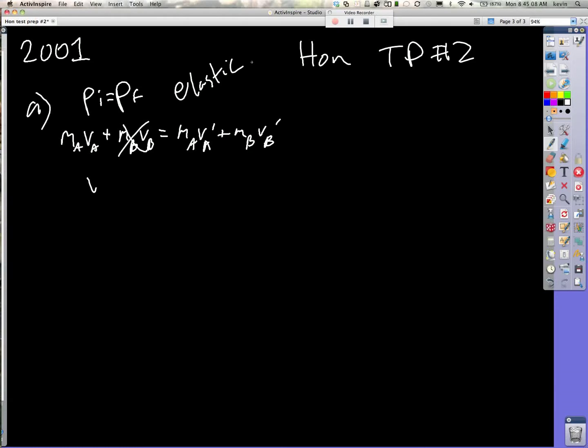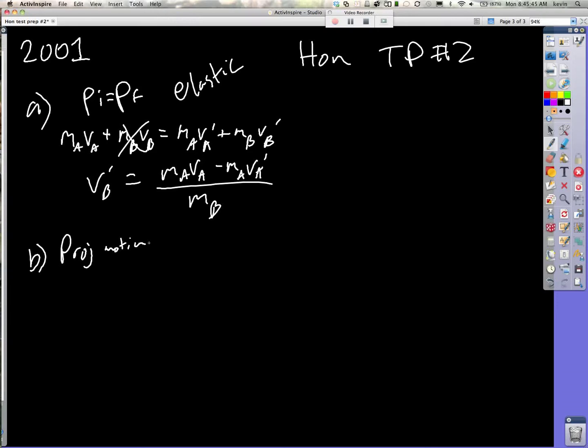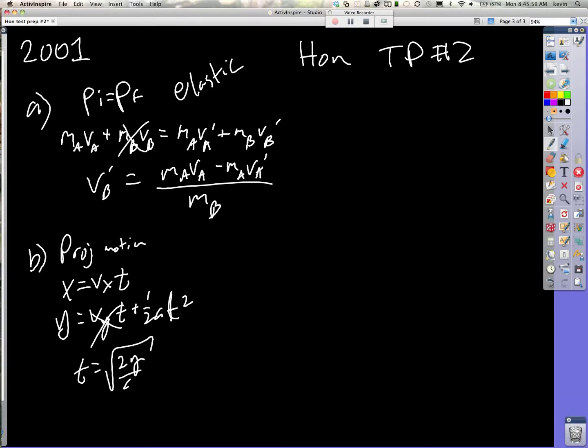So we plug that in and you'll get your answer. This is a projectile motion problem, right? So then I use x equals vxt, y equals vyt plus 1/2 at squared. That's 0, so I get t is equal to the square root of 2y over g. And they give me the height, which is 1.2 meters, so I can figure out the time, and then I can plug it back into here to get the distance, because x is going to equal vb prime times t.